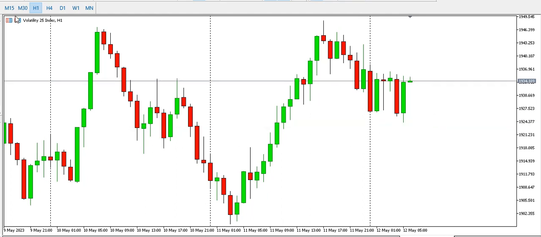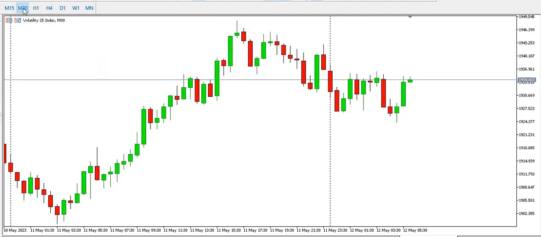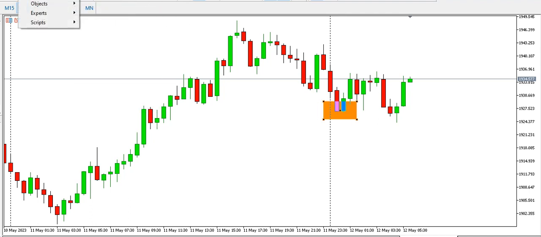All right, that's V25 on the 1-hour time frame. Let's quickly go to the 30 minutes time frame. You can see the double bottom much more clearly. Look at this bottom, and look at this bottom.